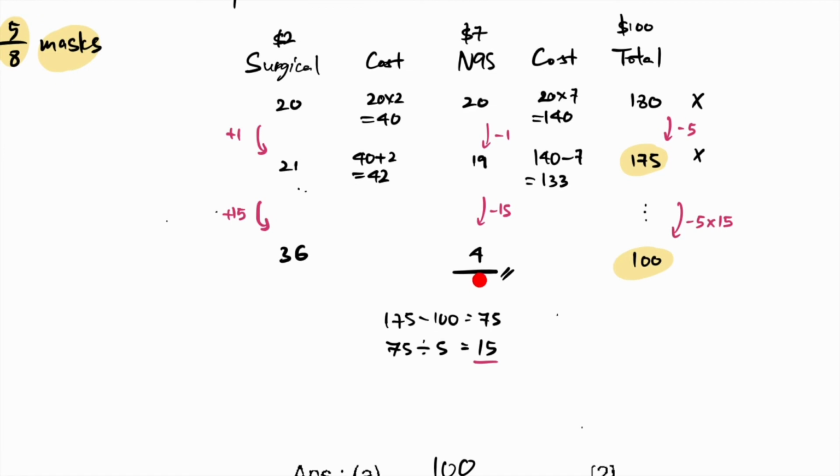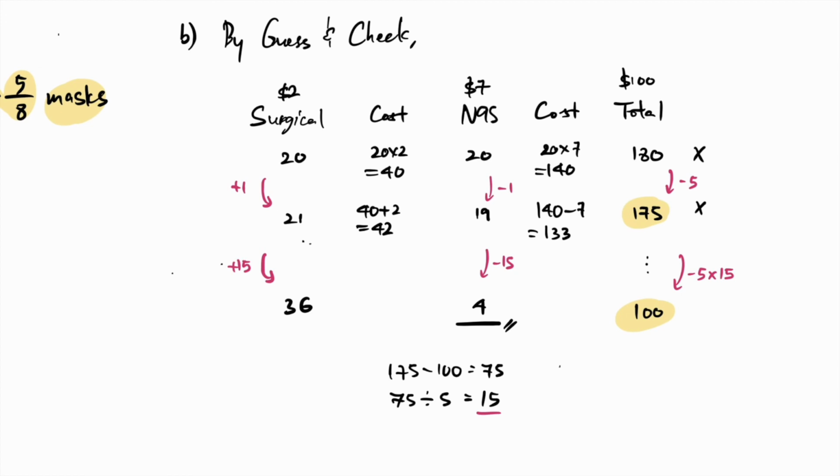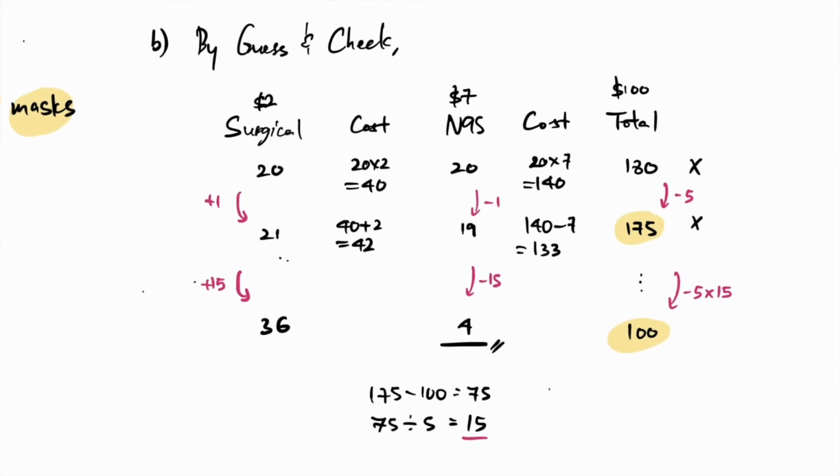4 N95 masks. Those of you who actually know what "make a supposition" is, you can also use that method, but this is guess and check, which is slower, but for small students, easier to understand.